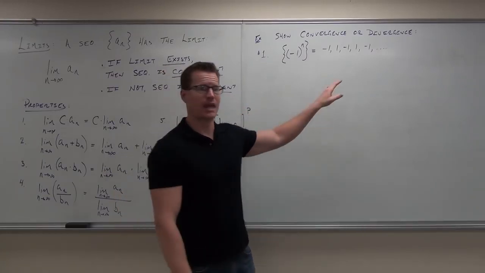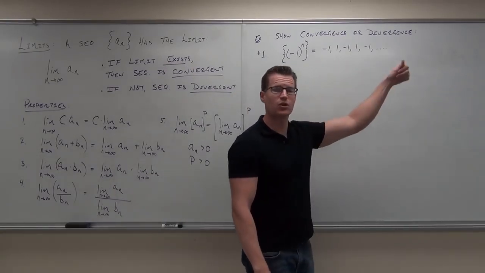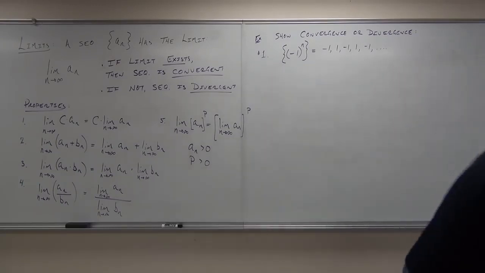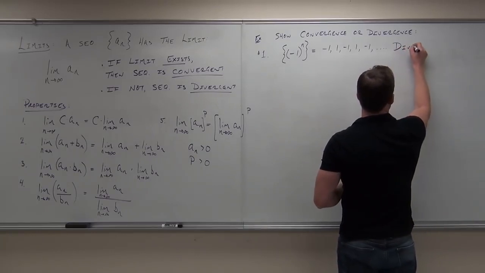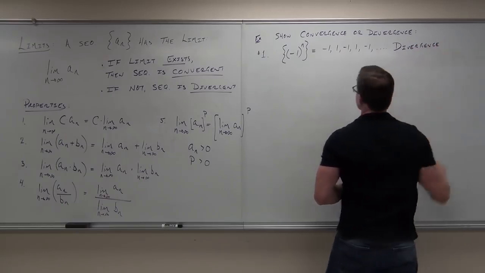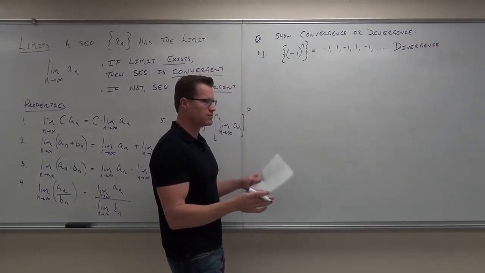No. Then this limit can't possibly exist. This would be divergent. You go 1, -1, 1. It's never going to a specific number. Does that make sense to you? So there's no way, this is divergent, and that shows divergence. Good enough with that one?